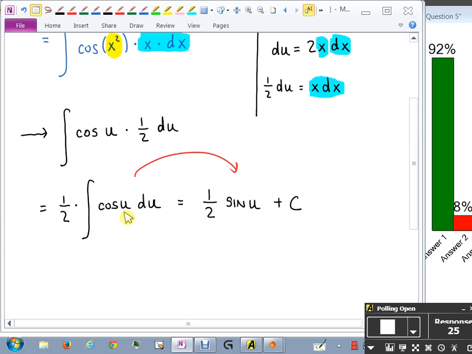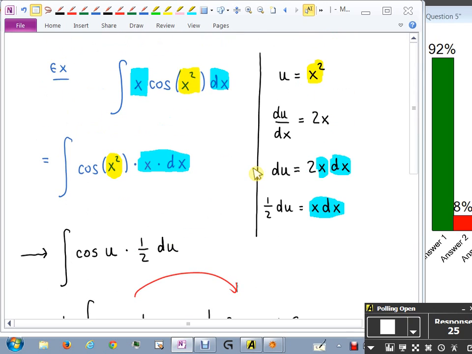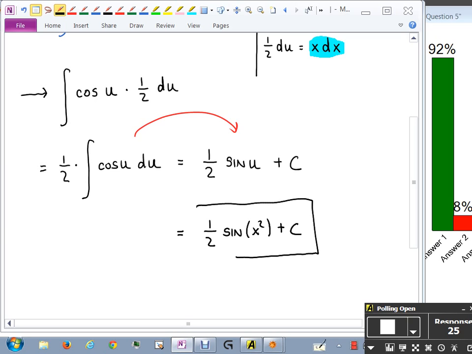Antiderivative of cosine. Antiderivative, right? The derivative of sine of u is cosine u. Are we done? No. I have to replace my u back, right? Look, the original problem was in terms of x. Your answer needs to be in terms of x. So what was u? Go back up here. u was x squared. So we put in equals 1/2 sine of x squared plus c. And we will box this up. This is our answer.